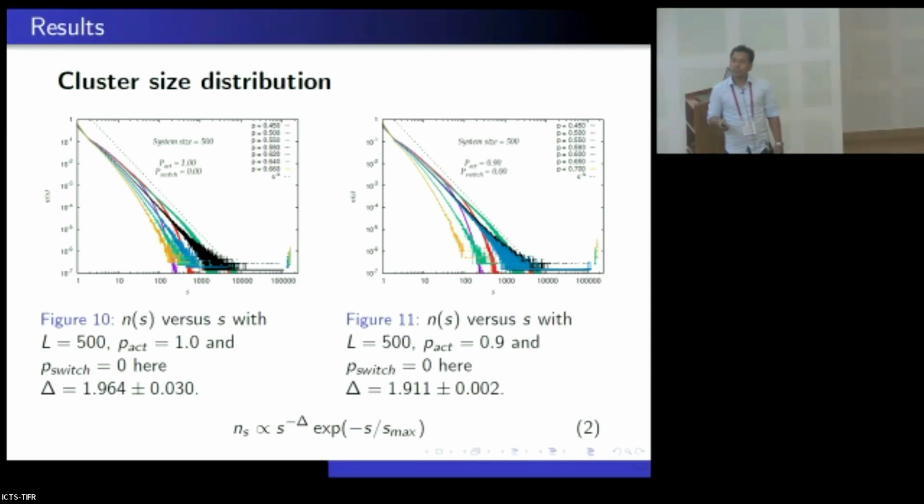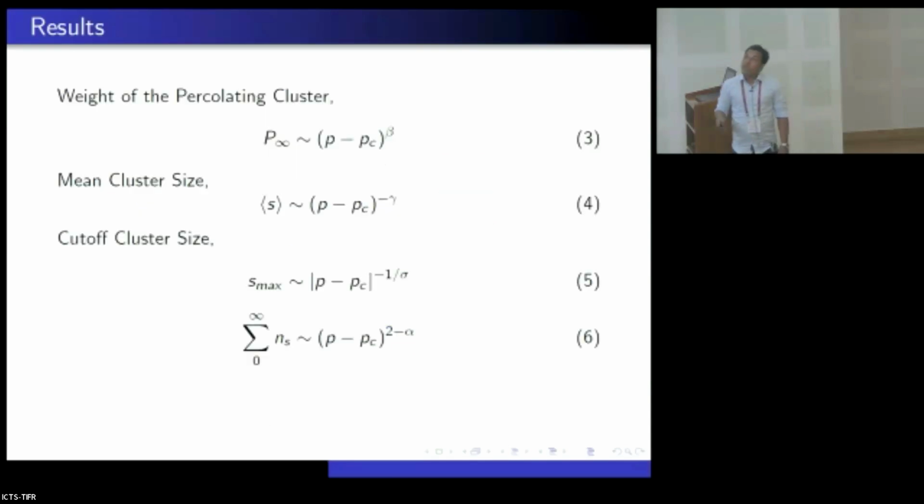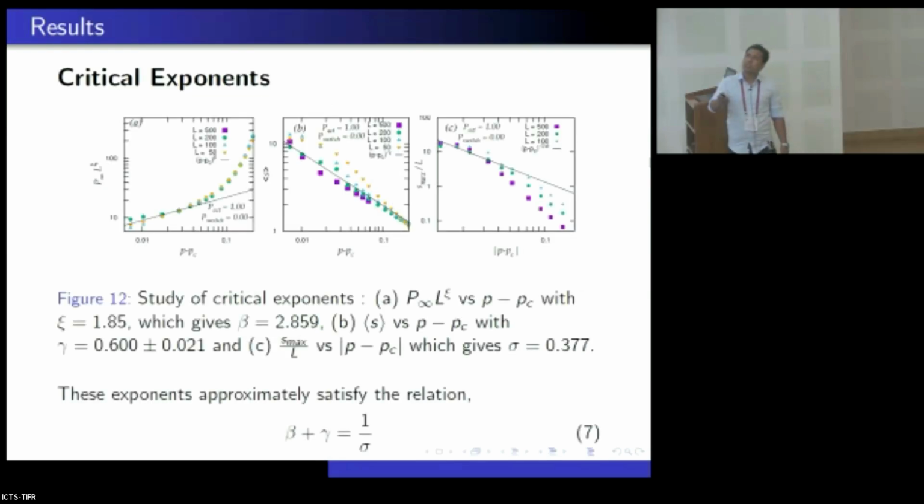For this one it is 1.964 and it's 1.911. We study these parameters also: P infinity, the weight factor of the percolating cluster, the mean cluster size, and the cutoff cluster size, and all of them actually occur after the criticality. So that is why P minus PC goes to the power of this. Using these parameters, we calculate these critical exponents alpha, beta, gamma, and sigma by using these graphs.